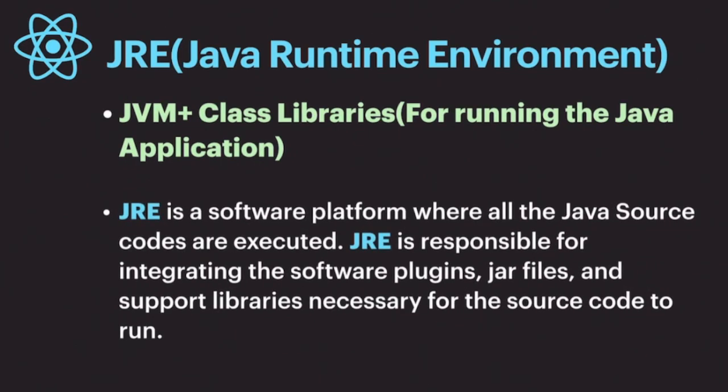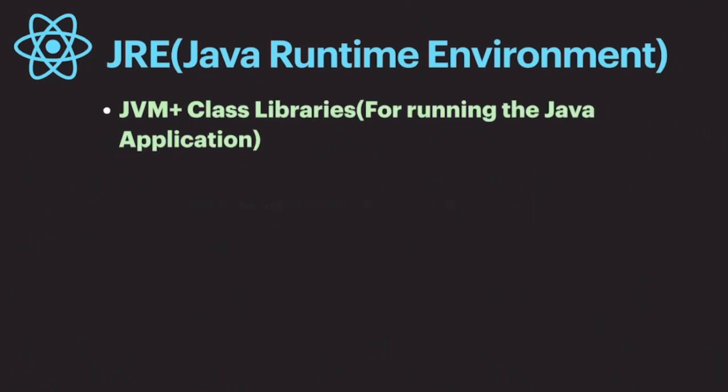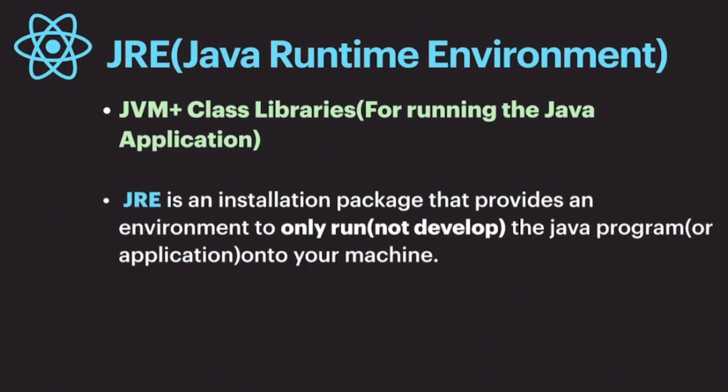So actually the JRE is a software platform where all source code is executed. JRE is responsible for integrating the software plugins, jar files and supporting libraries necessary for the source code to run. So for running Java source code we need JRE. JRE is an installation package that provides an environment to only run, not develop, Java programs or applications on your machine.